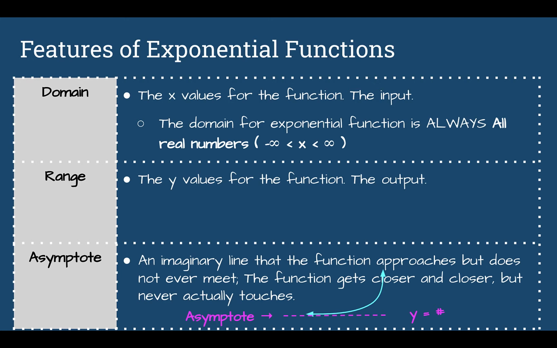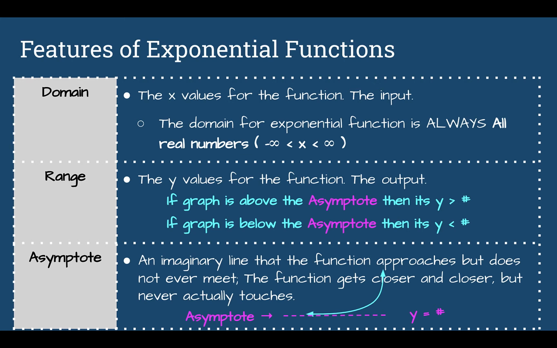Going back to the range, it depends on that value that we get for the asymptote. So wherever our asymptote is, if the graph is above the asymptote, then our range is going to be y is greater than the same number as the asymptote. If the graph is below the asymptote, then your range will be y is less than that number. We'll see how this works when we look at the graph.